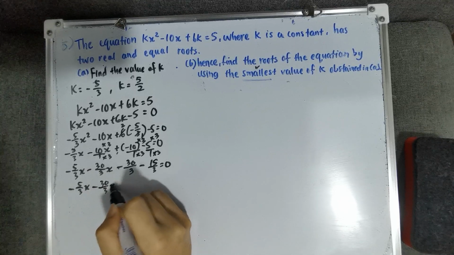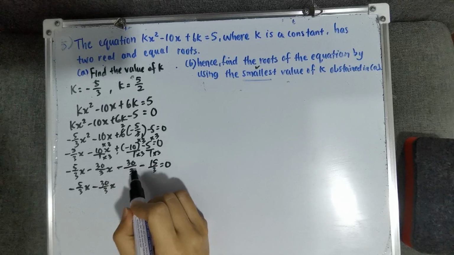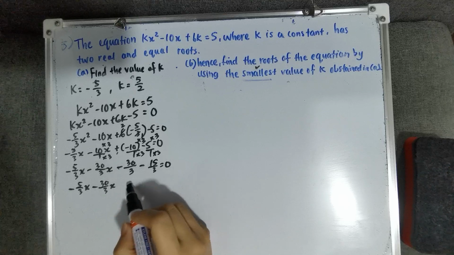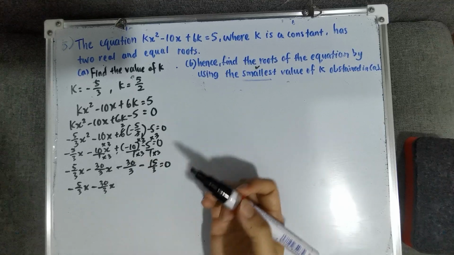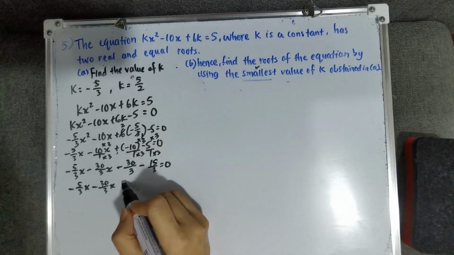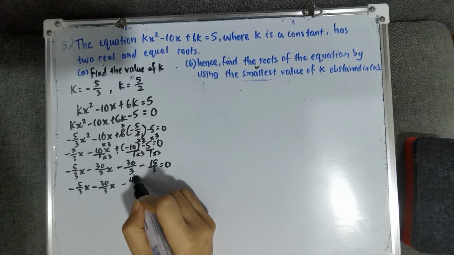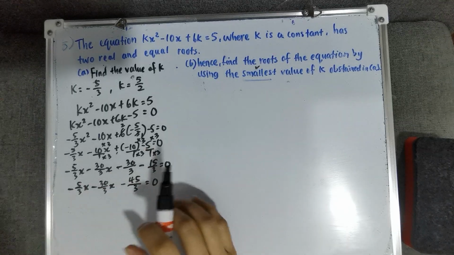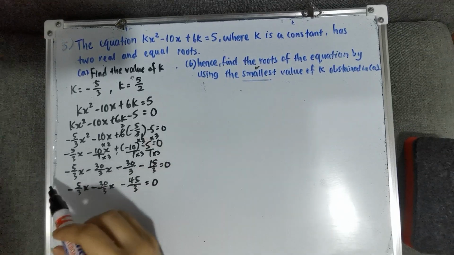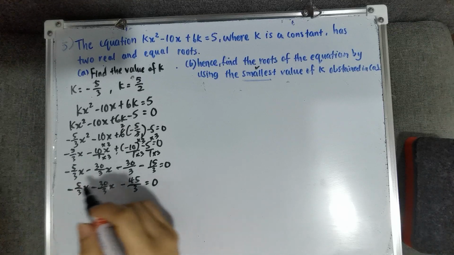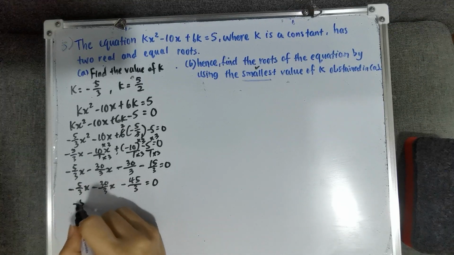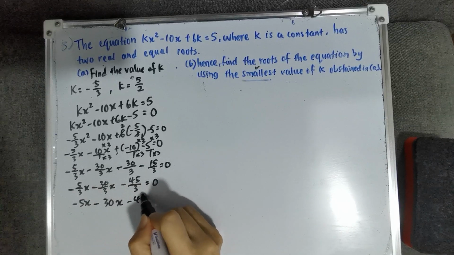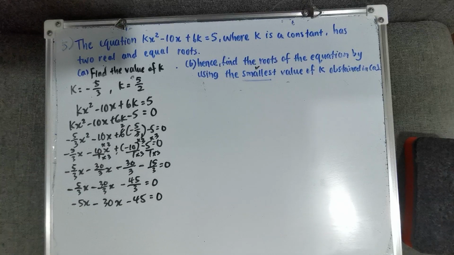Okay. Then you owe me 30 ringgit. You owe me another 15 ringgit. So minus 30 over 3 minus 15 over 3 equals to, you owe me 30 ringgit, you owe me another 15 ringgit, so you owe me 45 ringgit. So the next step we should do is we ignore your denominator, so we just take the numbers, which is negative 5x squared minus 30x minus 45 equals to 0.